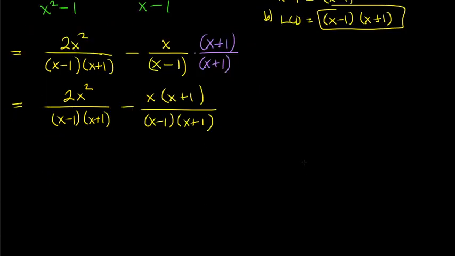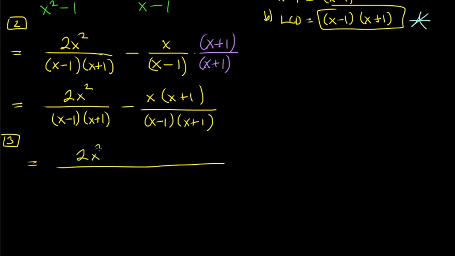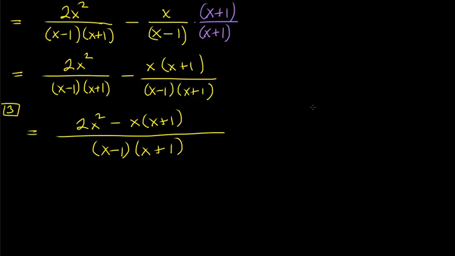Okay, but now notice the two denominators here are exactly the same. x minus 1 times x plus 1, right? It is the least common denominator up here. So, right, our third step, this was step 2, by the way, is just to subtract the two numerators. So we have 2x squared minus x times x plus 1. And then the denominator, we'll leave that alone, x minus 1, x plus 1. Okay, again, still nothing cancels, not yet anyways.